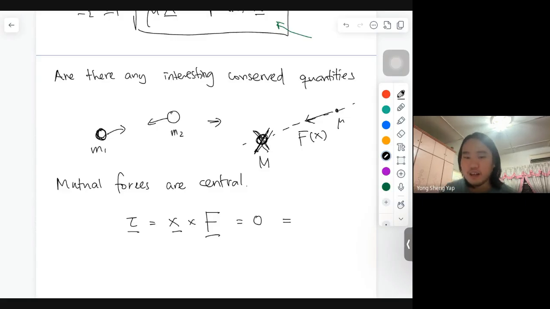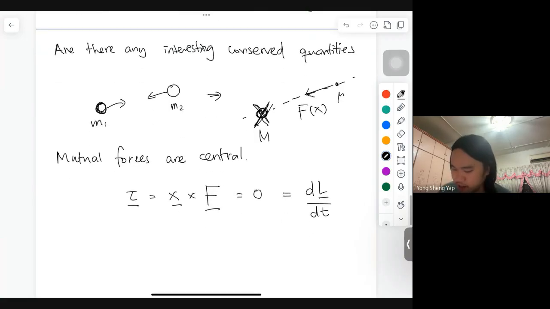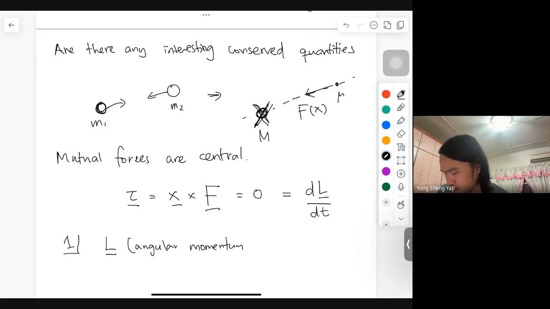So one thing we can conclude is that the torque is always 0, and because the torque is basically the rate of change of angular momentum, the first conserved quantity is the angular momentum. Okay, so angular momentum is conserved.